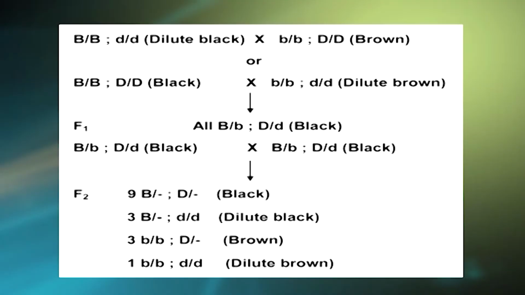Here the dilute black is crossed with brown, or black is crossed with dilute brown, and the F1 progenies are black. When the black progenies are crossed between each other, we get F2 progenies in the ratio 9:3:3:1, the 9 representing the black, 3 representing dilute black, 3 representing brown, and 1 representing dilute brown.